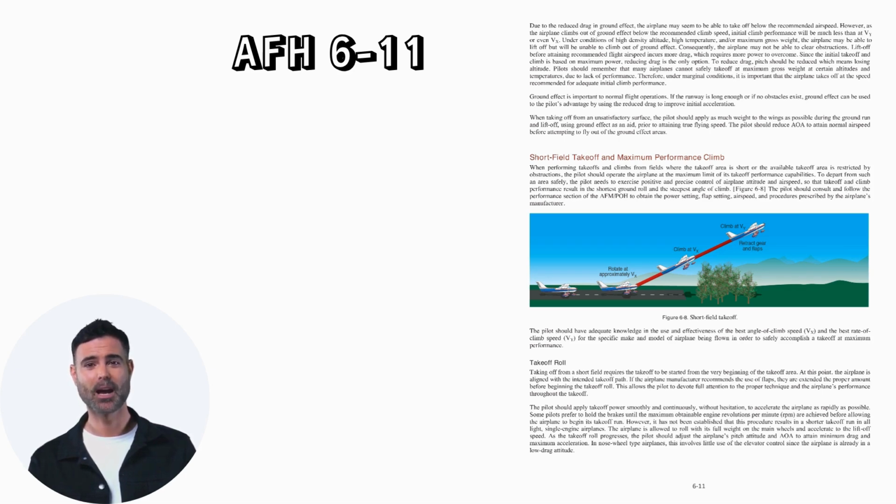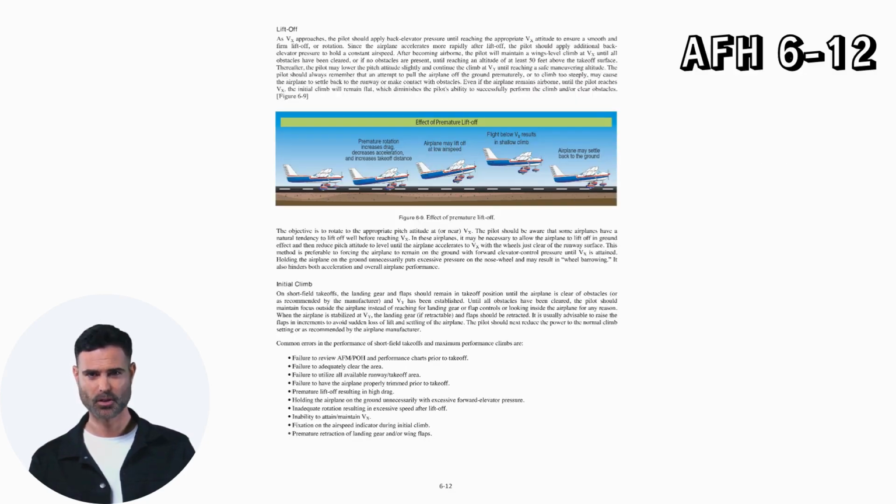The airplane is allowed to roll with its full weight on the main wheels and accelerate to the lift-off speed. As the takeoff roll progresses, the pilot should adjust the airplane's pitch attitude and AOA to attain minimum drag and maximum acceleration. In nosewheel type airplanes, this involves little use of the elevator control since the airplane is already in a low drag attitude.